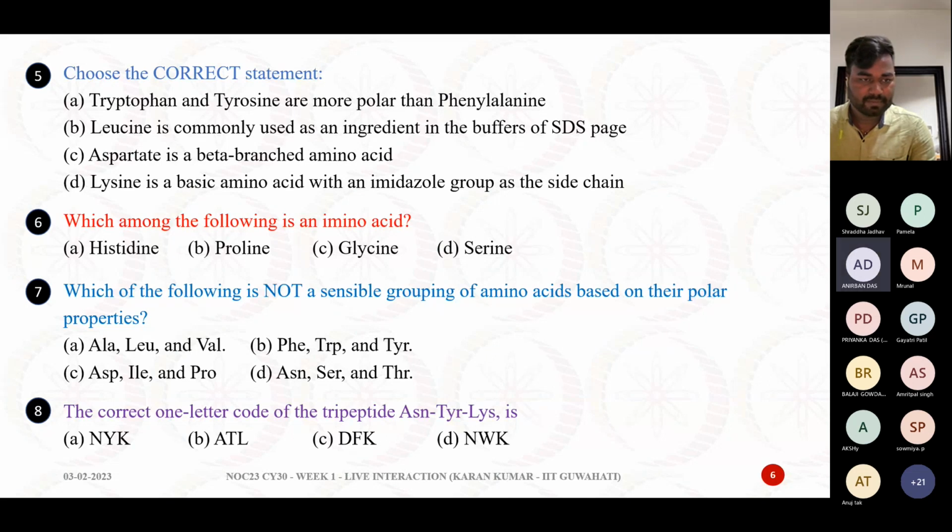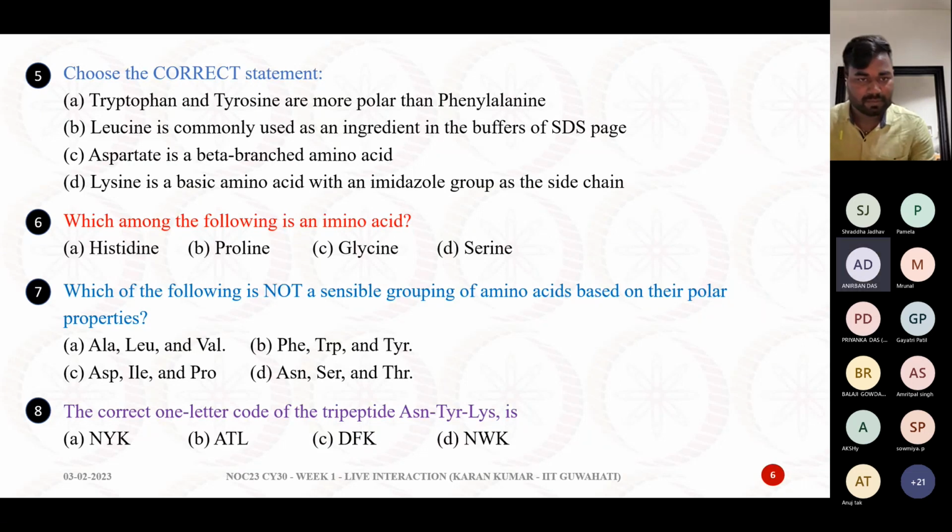Any guess? Sir, option A. Option A. Okay. Any other options? Very good. Option A is correct. Tryptophan and tyrosine are more polar than phenylalanine. And why is it? Can you justify?